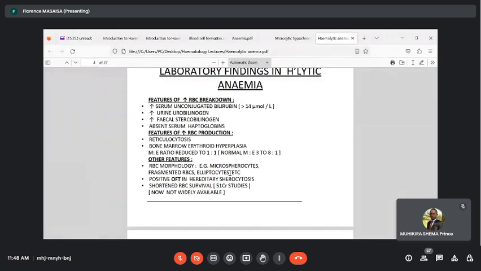Then in the bone marrow, because there is hemolysis, the bone marrow will try to increase the cell production. That will be reflected by increased reticulocyte counts. That is one. There will be increased bone marrow erythroid hyperplasia, meaning that there will be increased production of red blood cells.